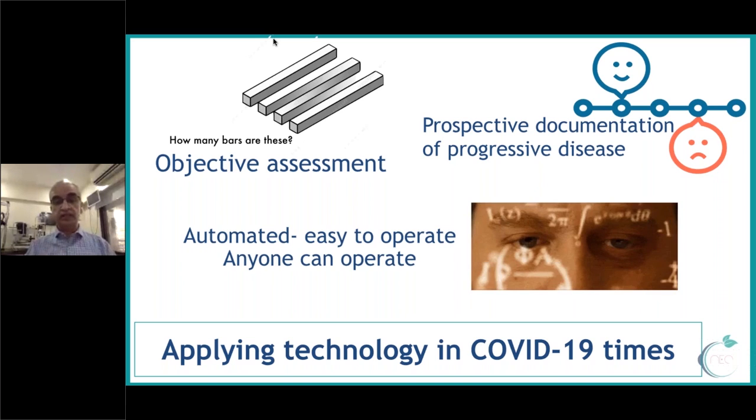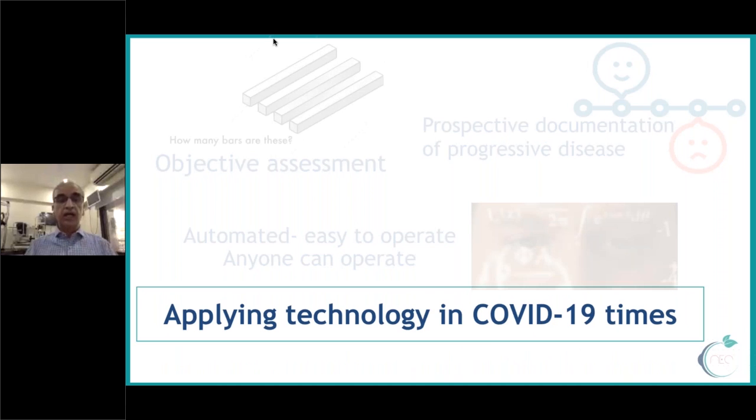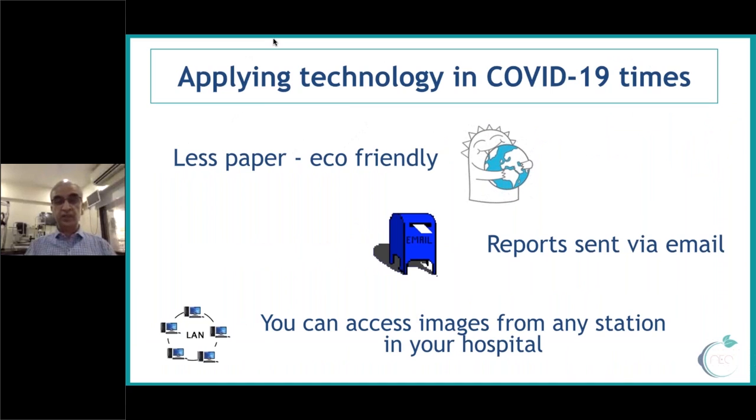The first day an intern joined, when I told her, she could do the imaging immediately. So it's very easy to do. And it's less paper, eco-friendly, so you don't need to give prints. As he said, and we also follow that, we send reports via mail, and you can access images from any station in your hospital. I have almost 50 computers in my hospital. So wherever I go, I can see them. Suppose I'm sitting at topography and I want to see a patient over there, I can access the patient.